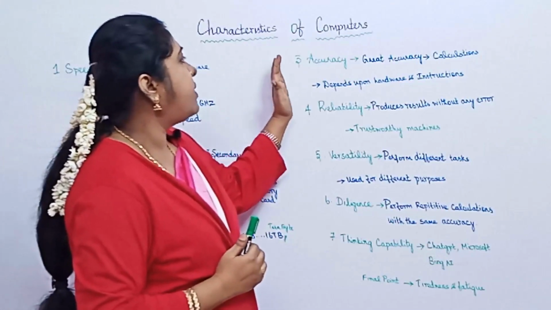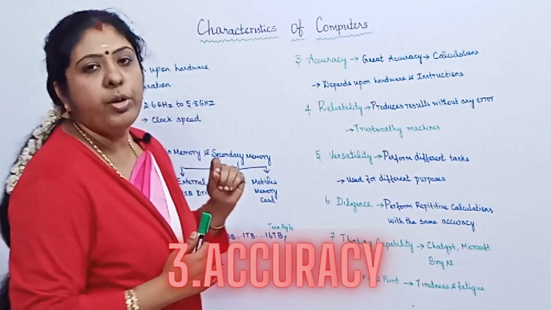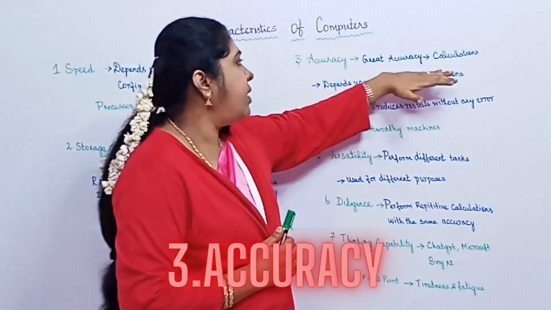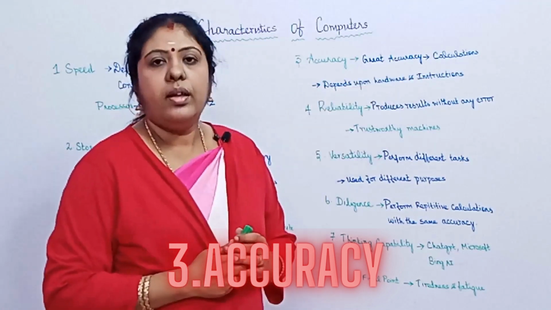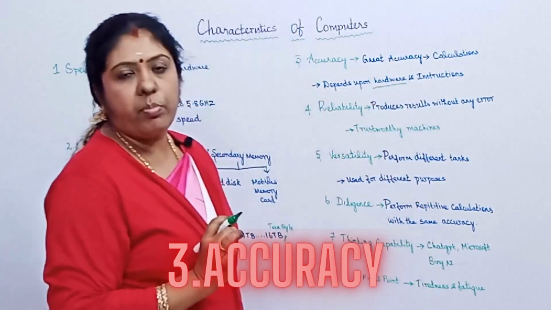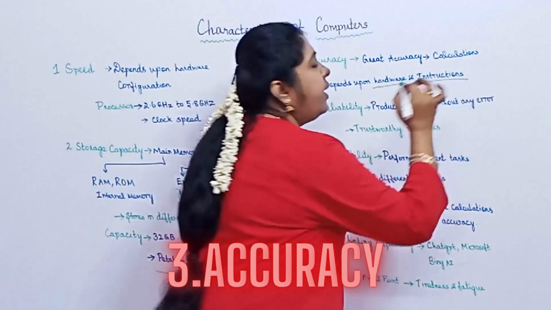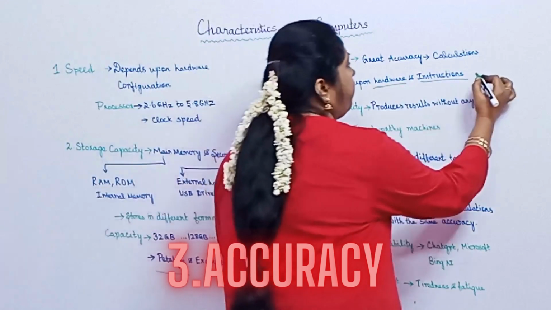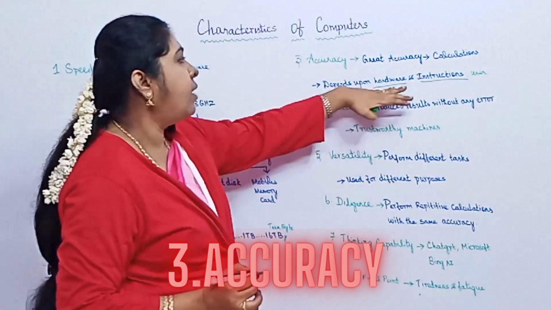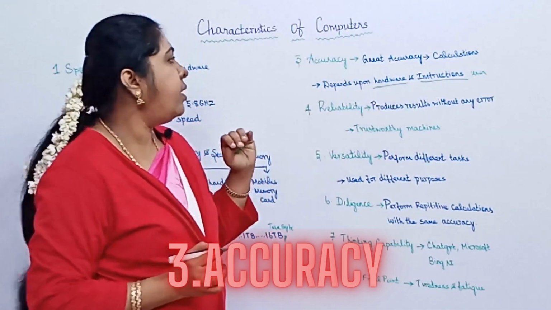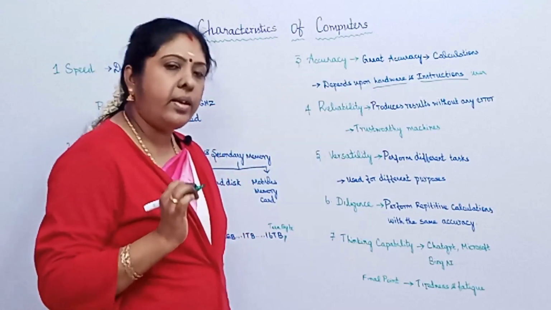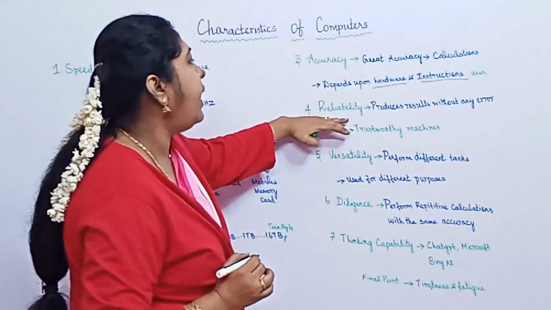And then the next point is accuracy. Even though a computer is a fast electronic device, it can perform complex calculations with great accuracy. The accuracy also depends upon the hardware, that is, the CPU of the processor, and the instructions given by the user. Depending upon the hardware configuration and the instructions given by the user, the computer can do the calculations with greater accuracy.